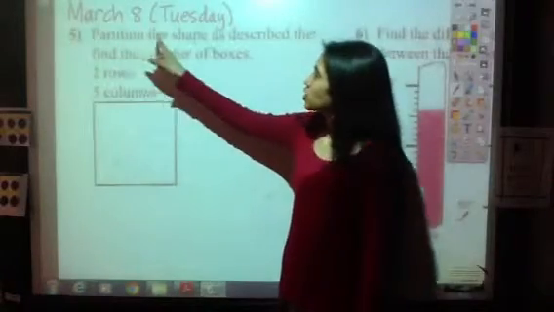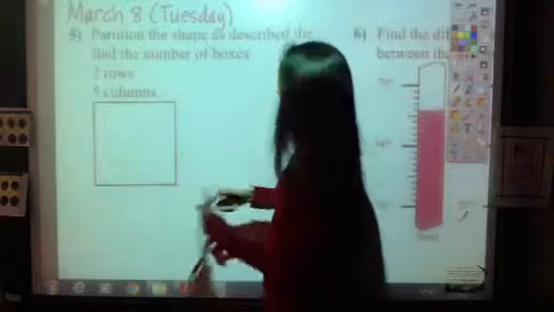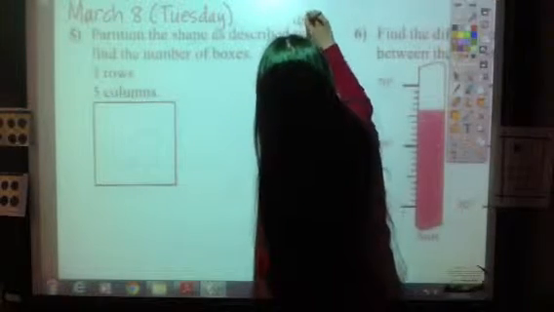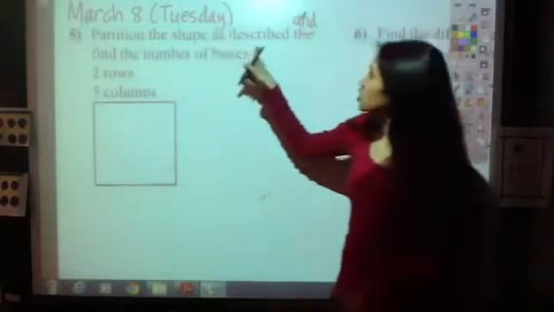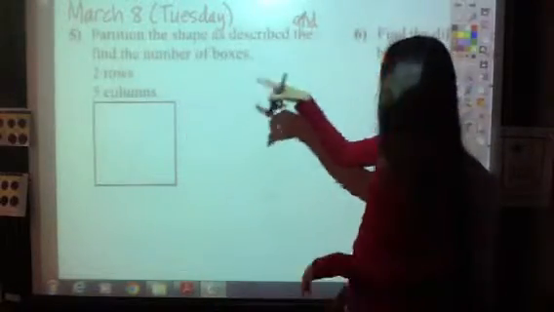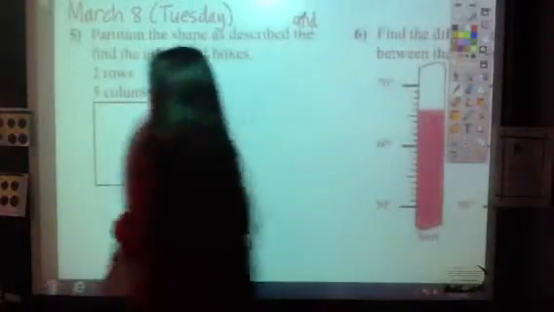It says, partition the shape as described and find the number of boxes. Cross that out. All right, read it again. Partition the shape as described and find the number of boxes, okay? So here's our square, and we need to make what?